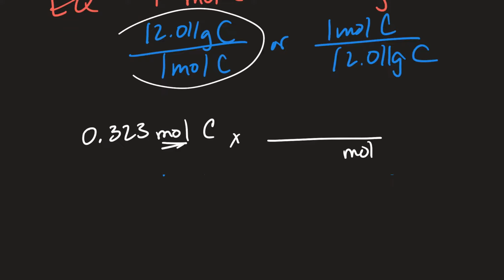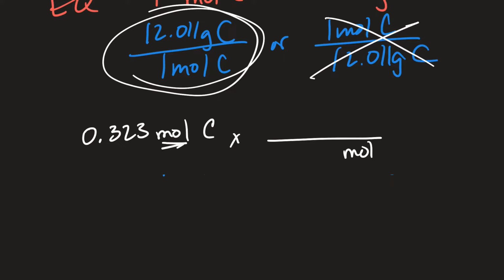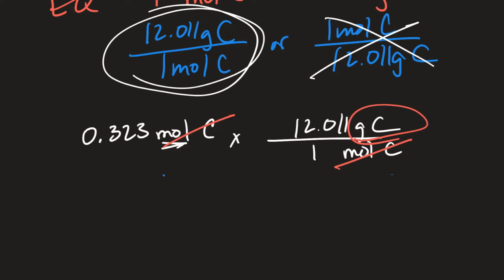Well, hopefully you can see that this is the correct one, and we don't need this one at all. So 1 mole of carbon at the bottom, 12.011 grams of carbon at the top. All right. And then all you have to do after that is just plug this into the calculator. But first, we just got to make sure we cancel our units. So moles of carbon all canceled out. We're left with grams of carbon, and that's what we want.